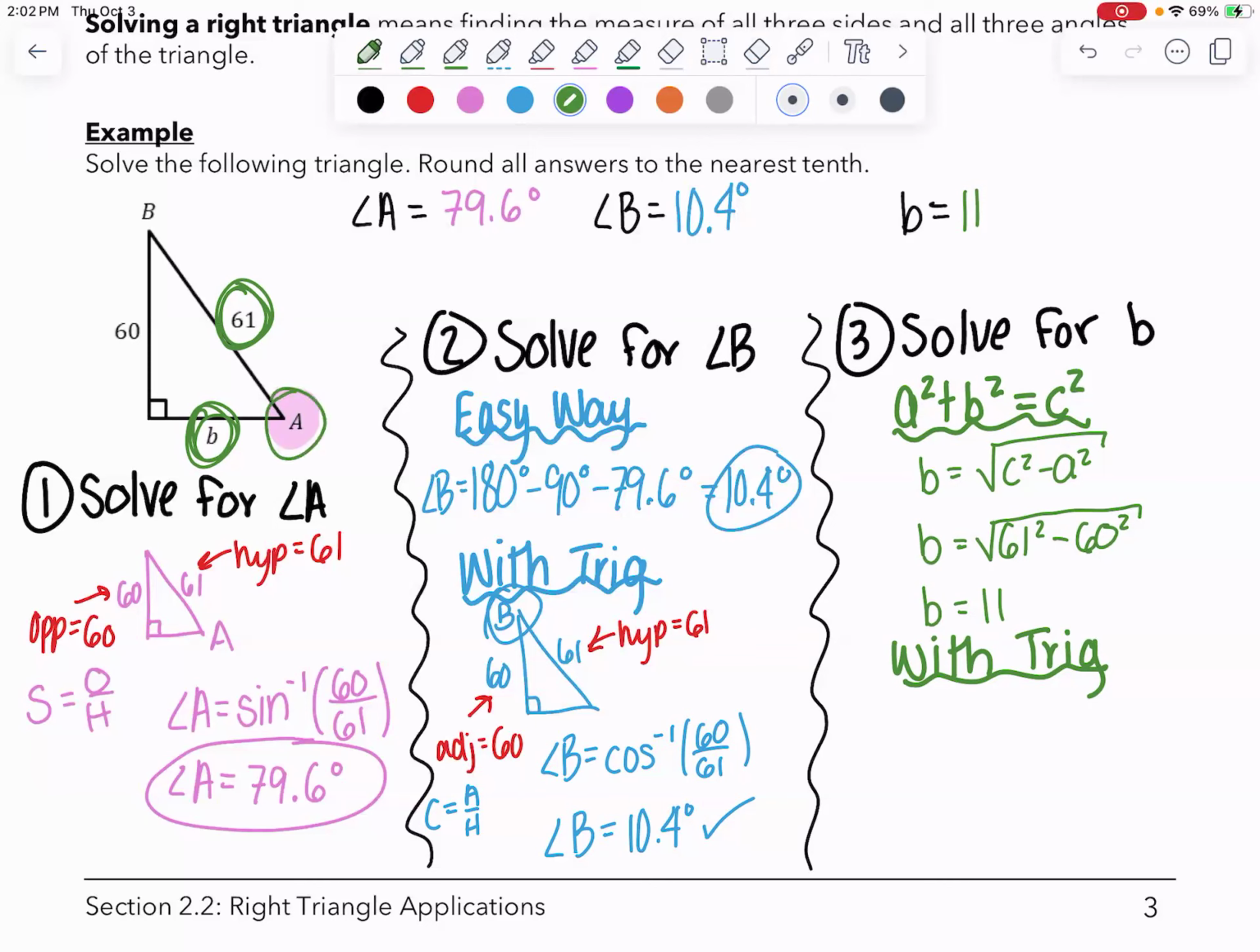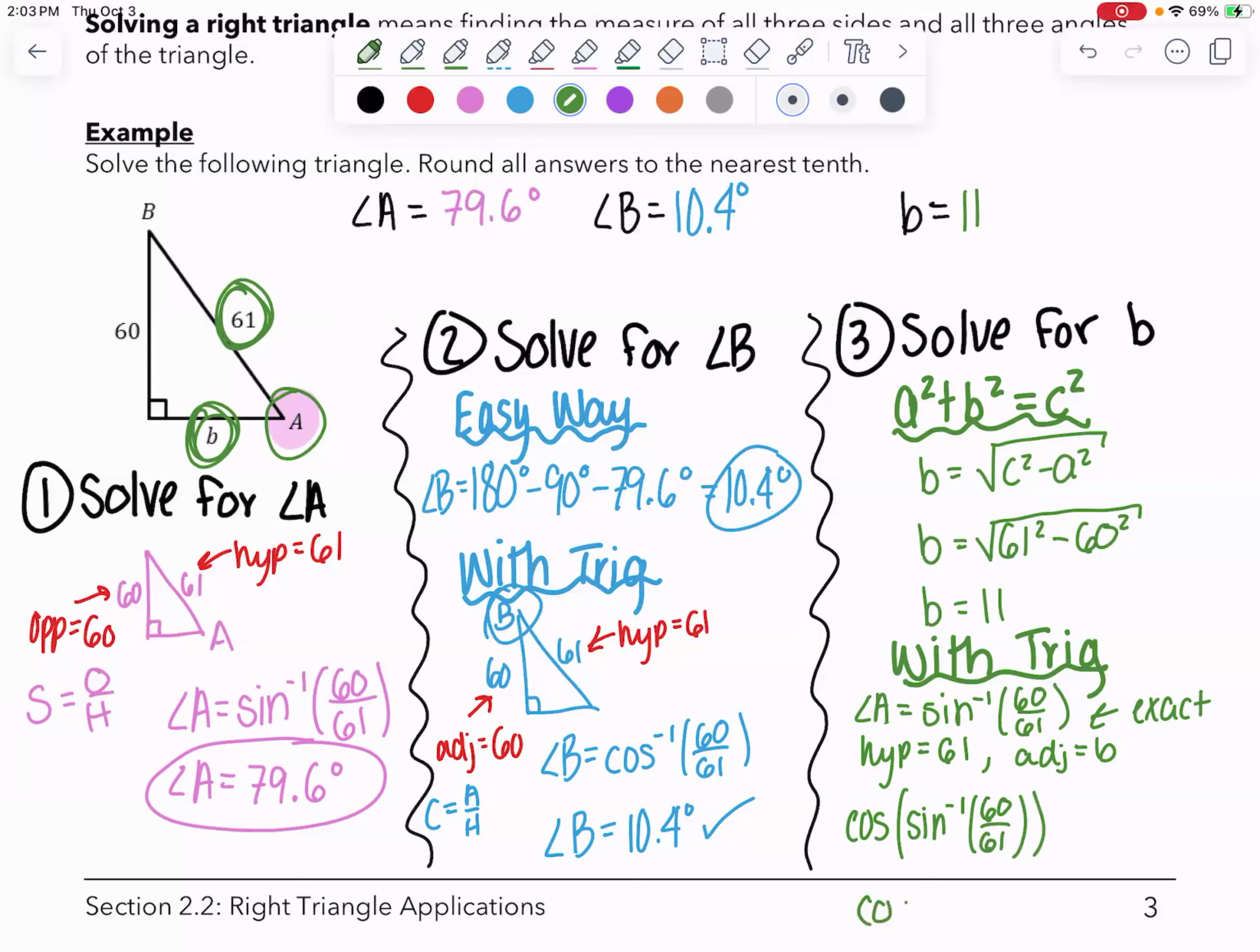If I use 79.6 degrees for angle A in my calculator, there's a possibility that we end up with a rounding error because we rounded this number to begin with. So I would really need to use the really obnoxious definition of angle A, the thing we plugged in the calculator, the exact value. So we have angle A, then we have a hypotenuse that is 61. We have adjacent, which is b. Adjacent and hypotenuse, that's cosine. So cosine of angle A, but angle A is sine inverse of 60 over 61, is equal to adjacent over hypotenuse, so b over 61.